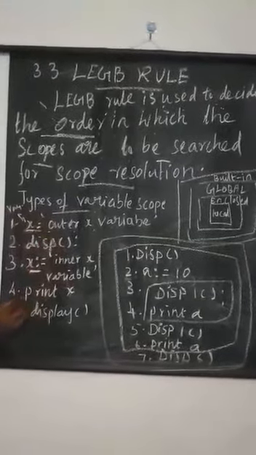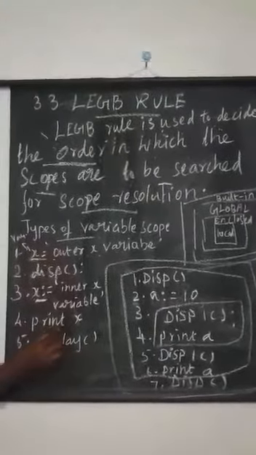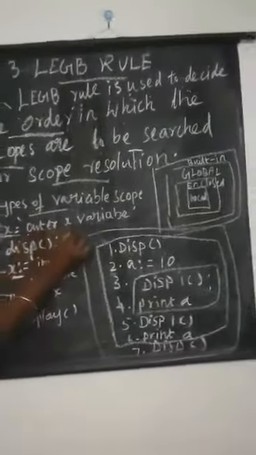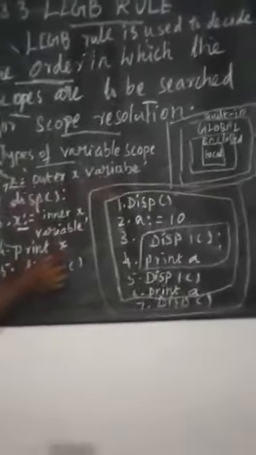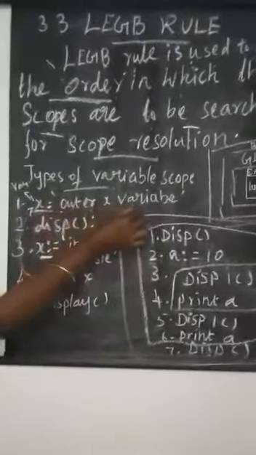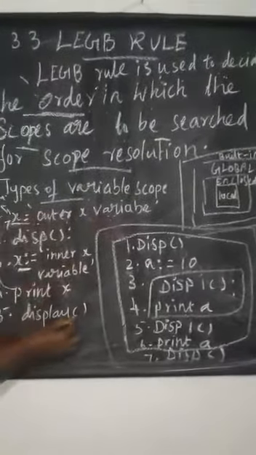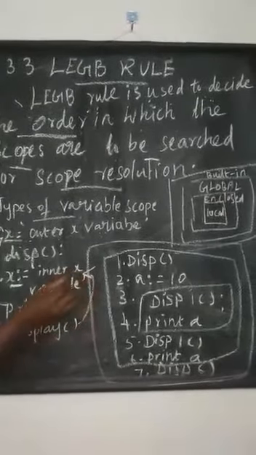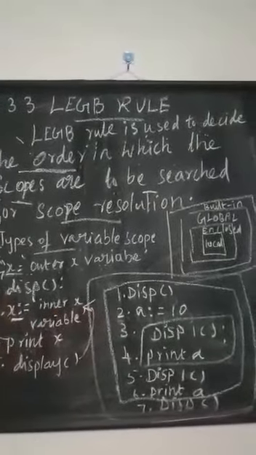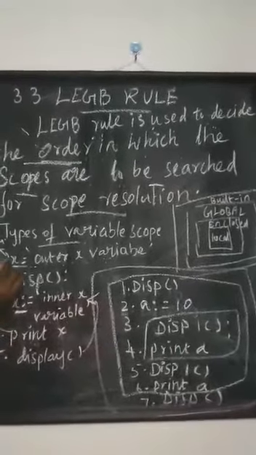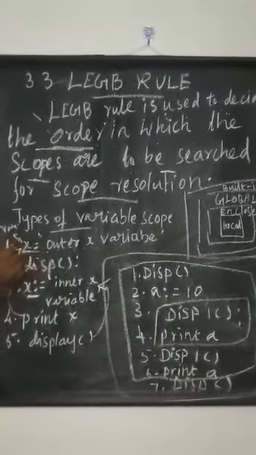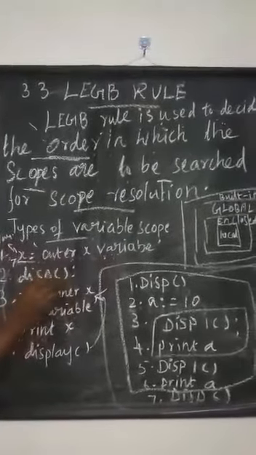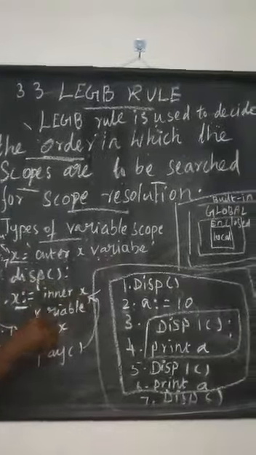Next, fourth step, print of x. What's the output? Assign these values. Print of x, the output is outer x variable. Next, disp of function. This function assigns the output inner x variable. That's a different output displayed. Students, this one is the outer part of the function and displays the output outer x variable. Here the inner part of the function displays the output inner x variable.